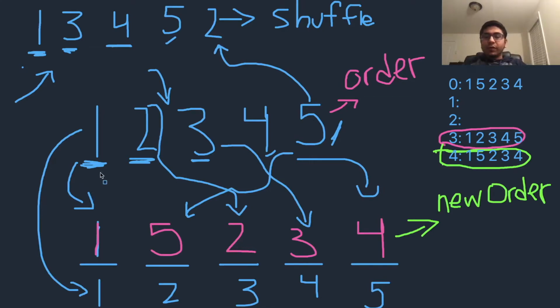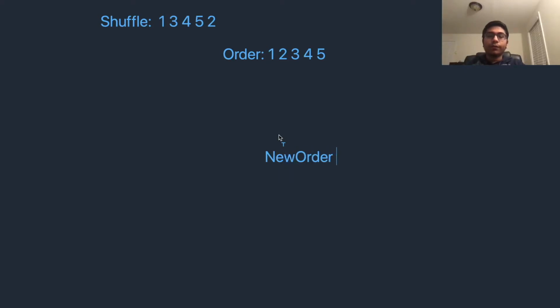So we look at our order right here. We look at, okay, so order is the value. Actually, let me clear this out. And then now that we have our new arrays, I'll say, okay, shuffle, shuffle 1, 3, 4, 5, 2. Order is going to be 1, 2, 3, 4, 5. And then new order is going to be some value.